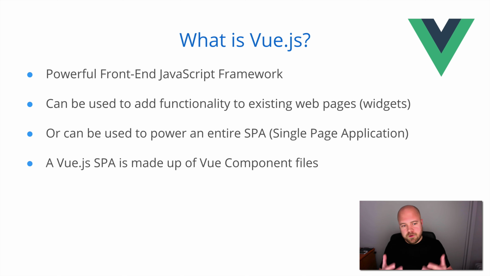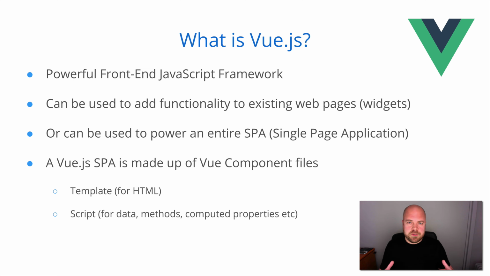A Vue.js single-page application is made up of Vue component files, and each Vue component file generally contains 3 different sections. The template section, where all your HTML goes, the script section where your data and methods, etc. go, and a style section where all your CSS styles will go.